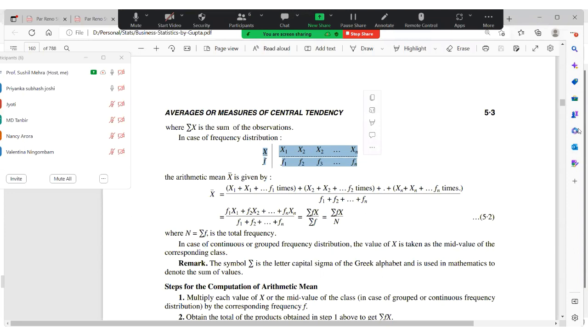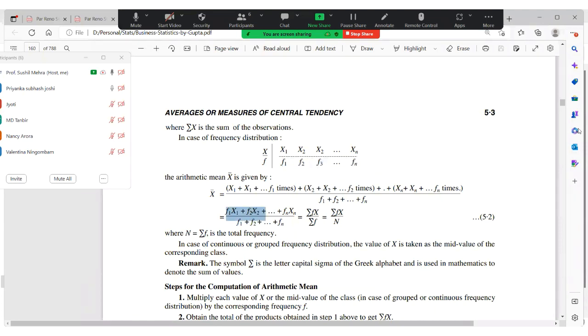To do the calculation for the grouped data, what we do: multiply x1, the first variable, into f1, then x2, f2, x3, f3, and so on like this, right? They have written x1, f1 times we add. So simply what we do, multiply these two variables: f1 x1 plus f2 x2 plus up to fn xn, upon f1 plus f2 plus f3 up to fn, right?